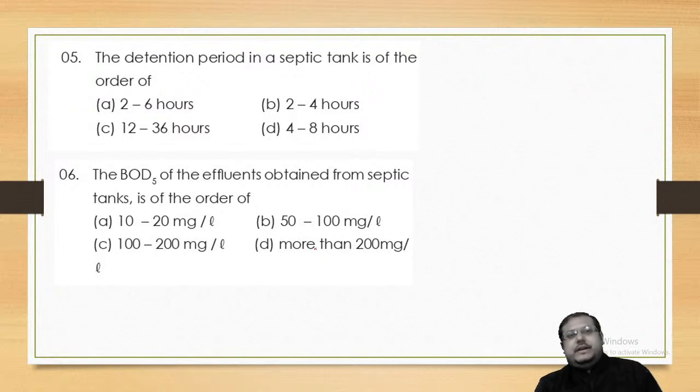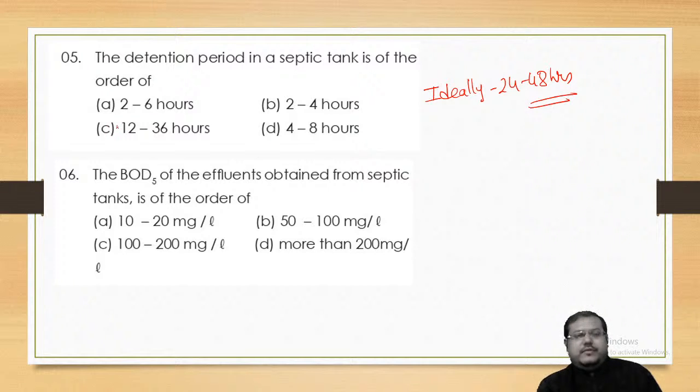The detention period in a septic tank is ideally between 24 to 48 hours. But as per the options, the most suitable is 12 to 36 hours. The BOD5 of the effluent obtained from a septic tank will be between 100 to 200 milligram per liter. Remember this.